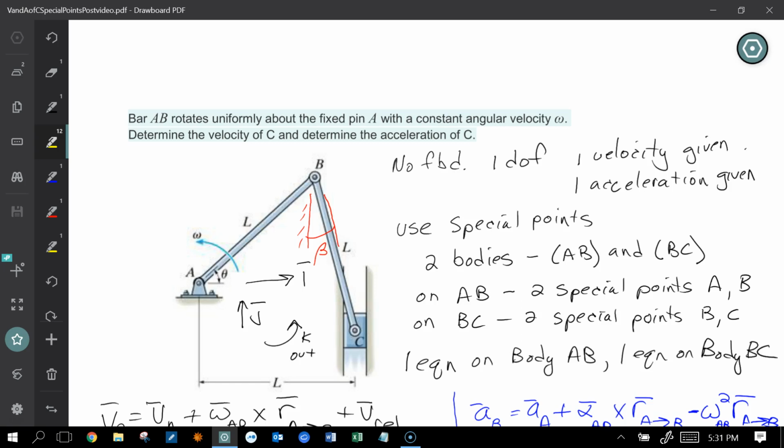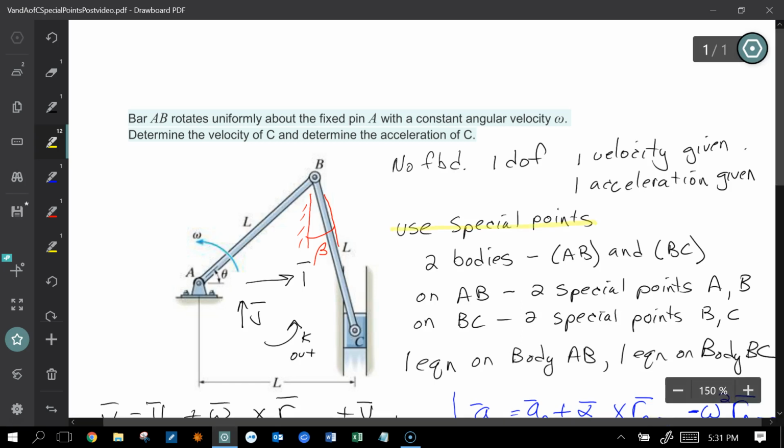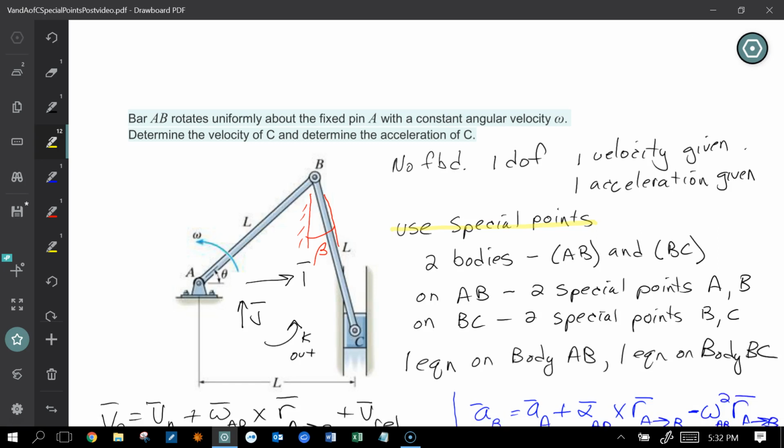Basically, all this means is that there's a constraint or a relationship between one motion and another motion. One of the ways to solve this problem is to use special points, because that method relates one velocity or acceleration to another, one motion to another motion. I'm going to do it here, and then I'll have another video that will do another method.